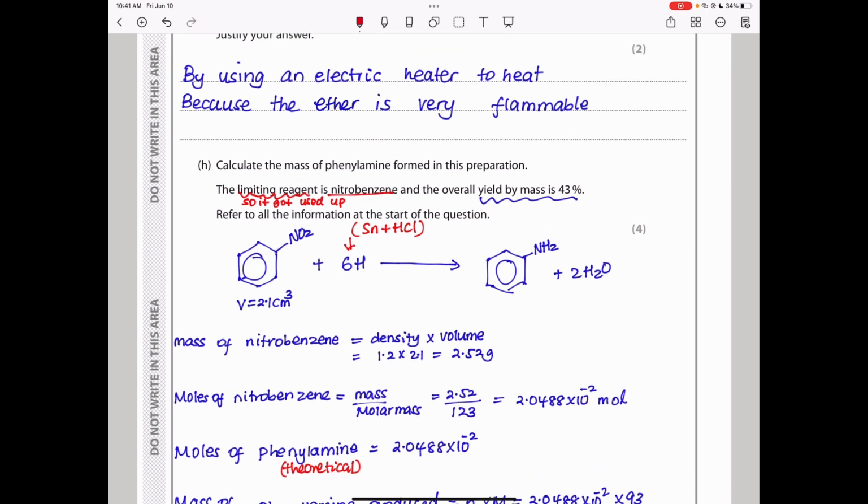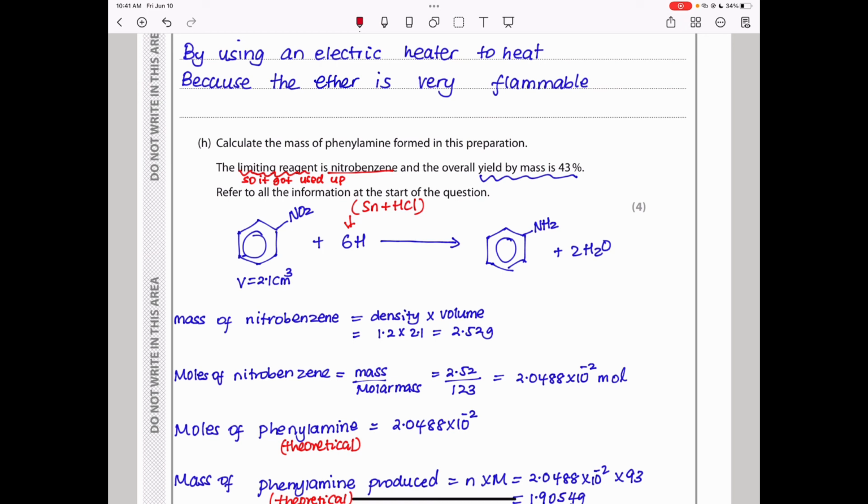Next part says calculate the mass of phenylamine formed in this preparation. They said the limiting reagent is nitrobenzene and the overall yield by mass is 43%. If they say it's the limiting reagent, it means all the nitrobenzene got finished. So it means the tin and HCl were in excess. This was in excess, this was limiting. And they gave us a yield of 43%. If you go back to the beginning, the volume of the nitrobenzene used was 2.1 centimeters cubed. So I can begin from there.